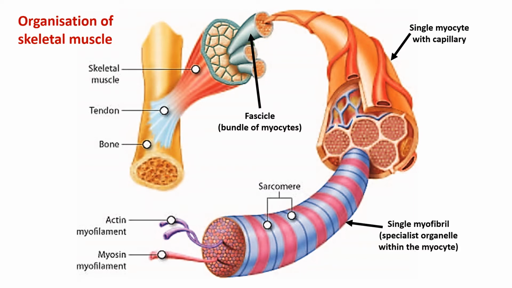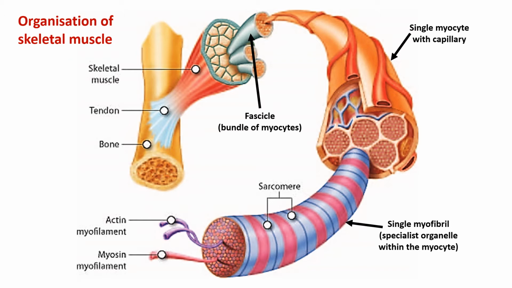Within each myocyte, as we said before, we have these specialist organelles all packed in. And because they're packed in, they push all those nuclei out to the edge. So most of the inside of the myocyte is full of these myofibrils. So within myocytes, we have the myofibrils, and these are the specialist organelles.